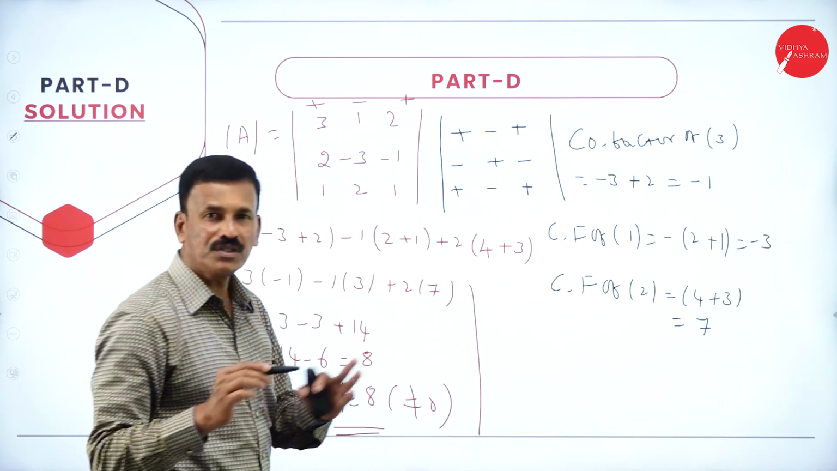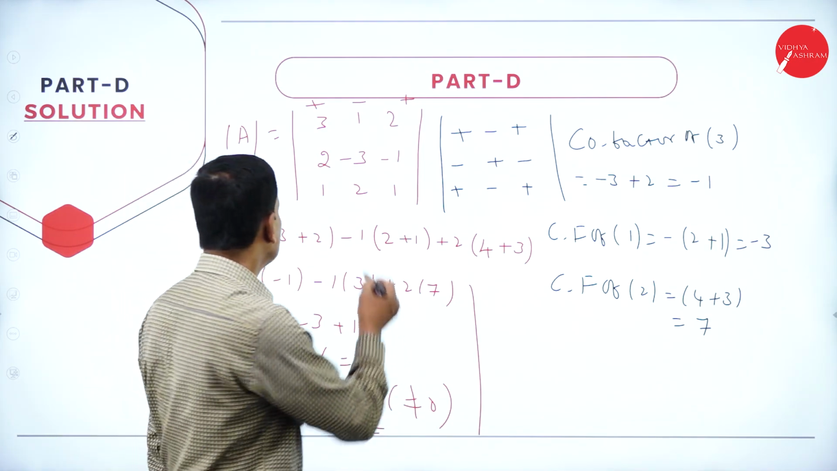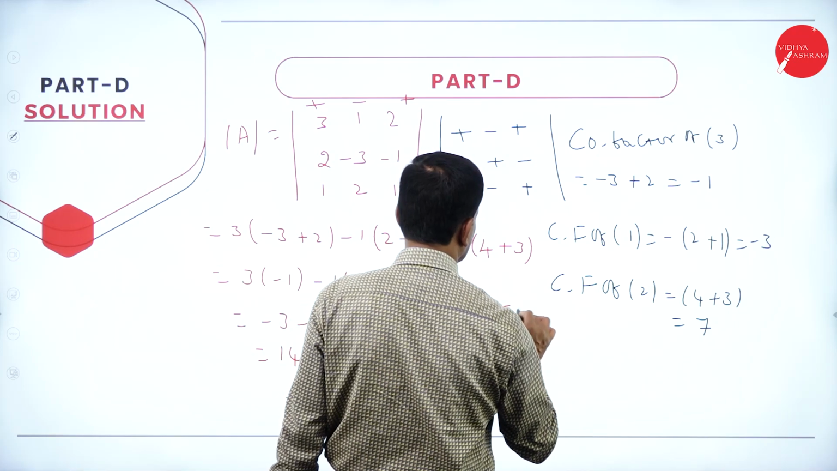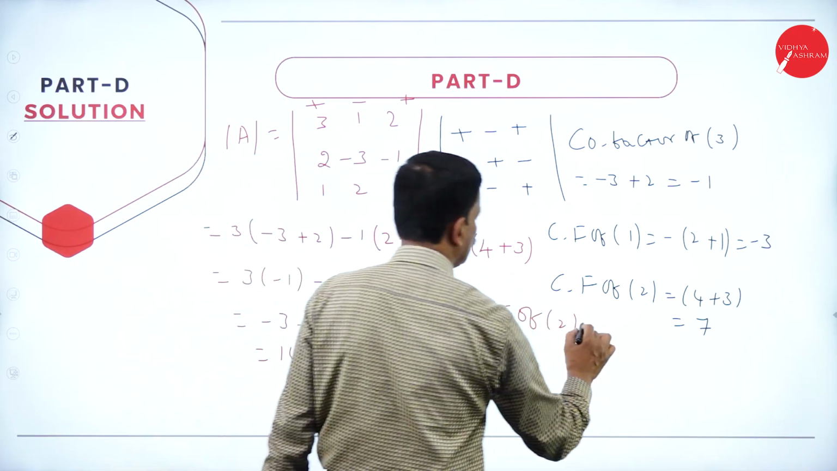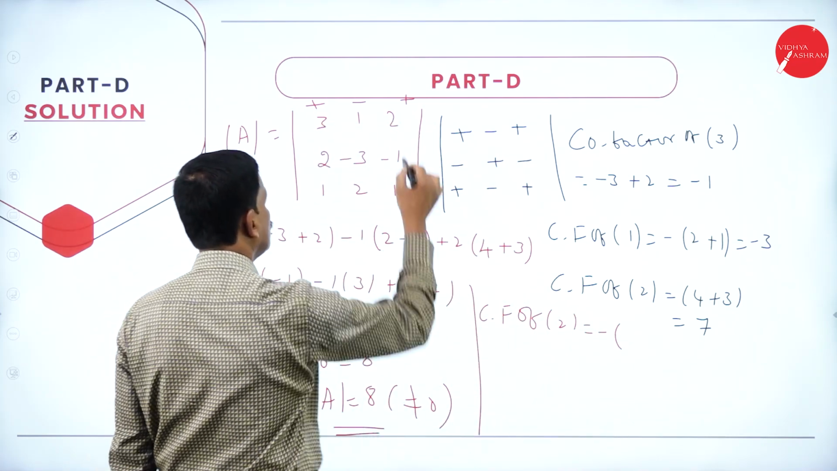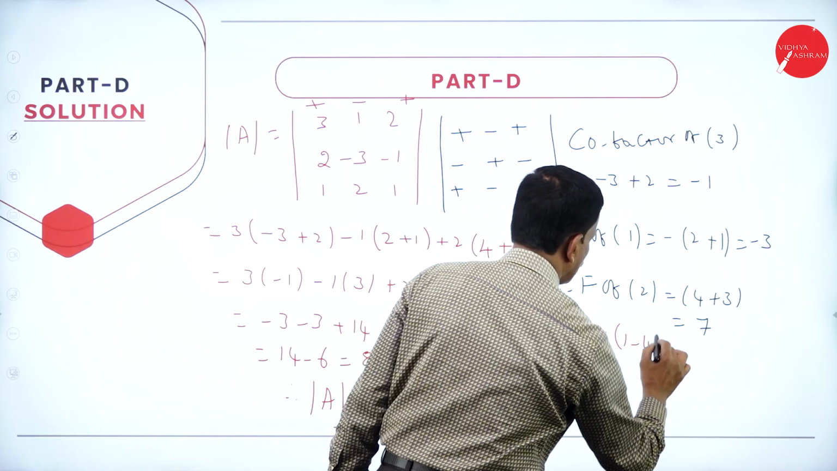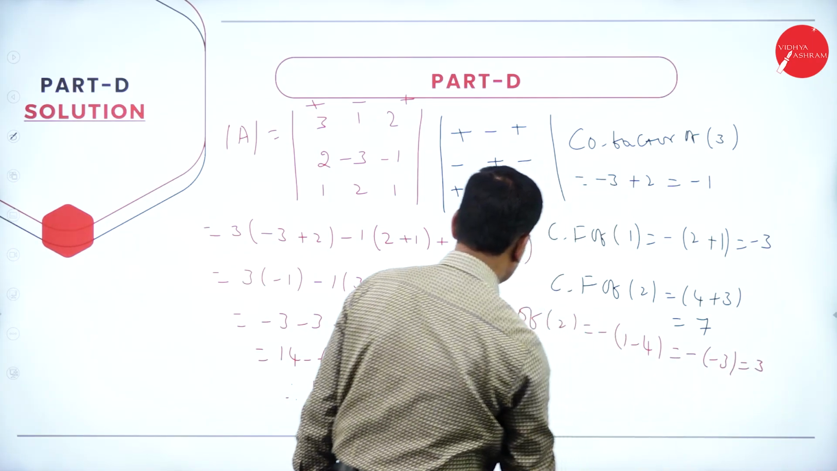Now move on to the cofactors for the second row. Just find out the cofactors for the second row. Cofactor of 2. So what is the sign? It is negative, minus, this row and column is gone, 1 ones are 1, minus 2 2s are 4. 1 minus 4 is minus 3. Minus of minus is plus 3.